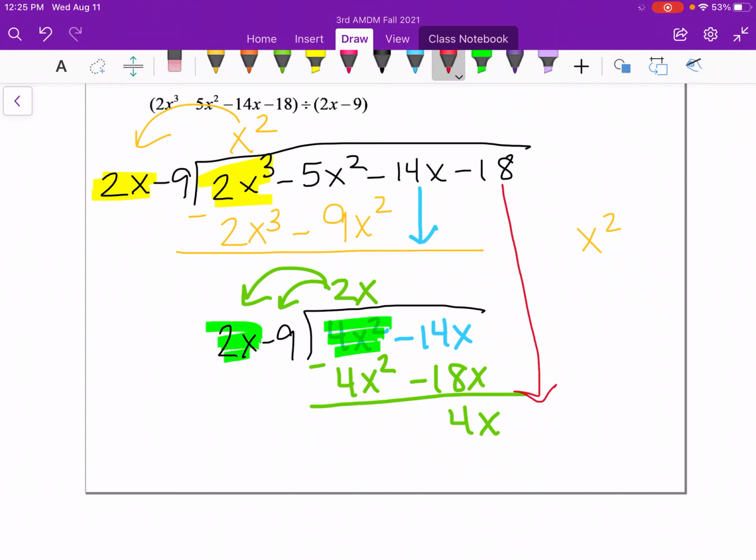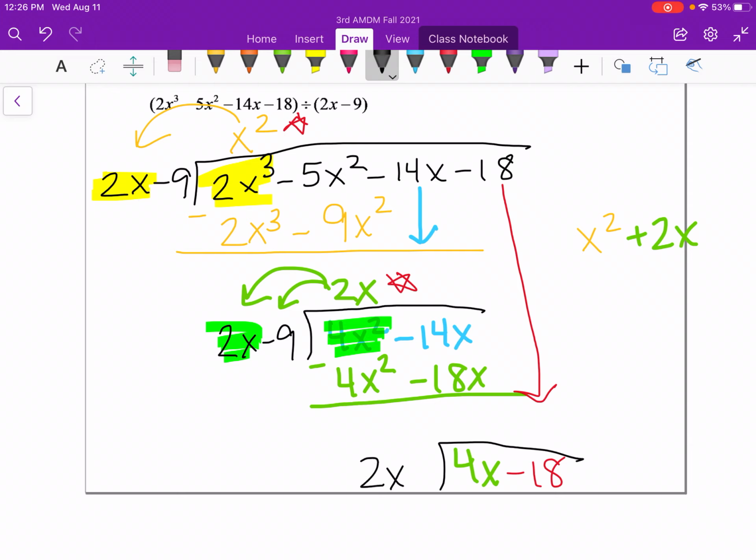So my answer so far, I'm actually going to write that a little bit lower, sorry. I have 4x, and then I have minus 18. So my answer so far is x squared plus 2x, right? So it's x squared plus 2x here. And then I'm going to do this one more time. So this is divided by 2x minus 9. So I'm going to take those first terms, so 4x divided by 2x is 2. Okay? 4x divided by 2x is 2.